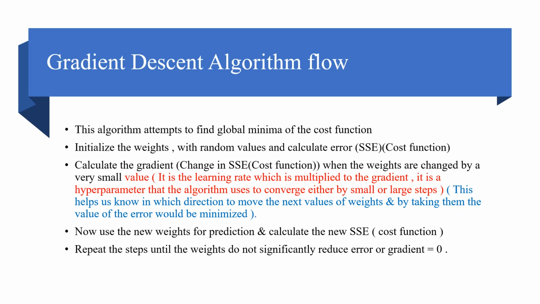This small value which I mentioned, which you need to multiply with the gradient, is called the learning rate. It's actually the hyperparameter that the algorithm uses to converge either by taking bigger steps or smaller steps. It depends on the algorithm or on your data. We'll know more about it when we see the pictorial representation.